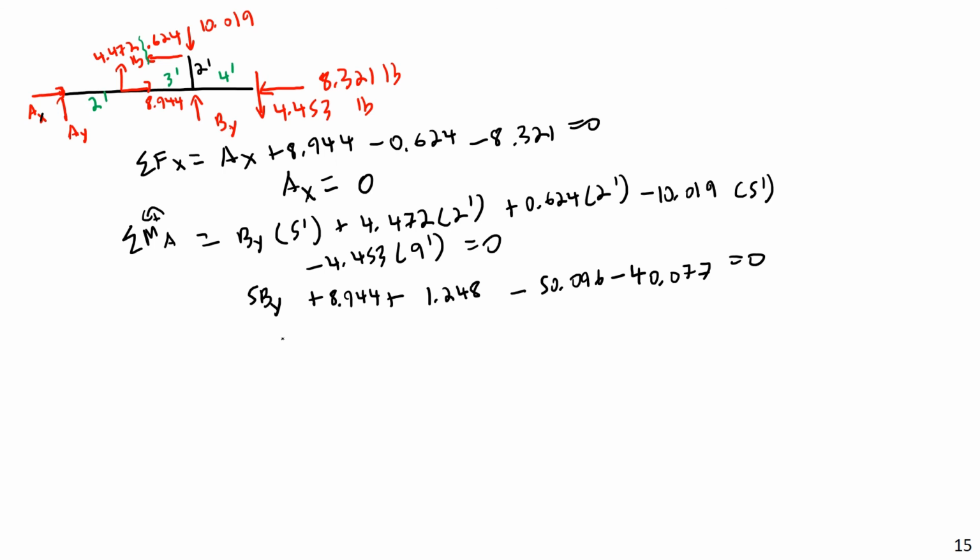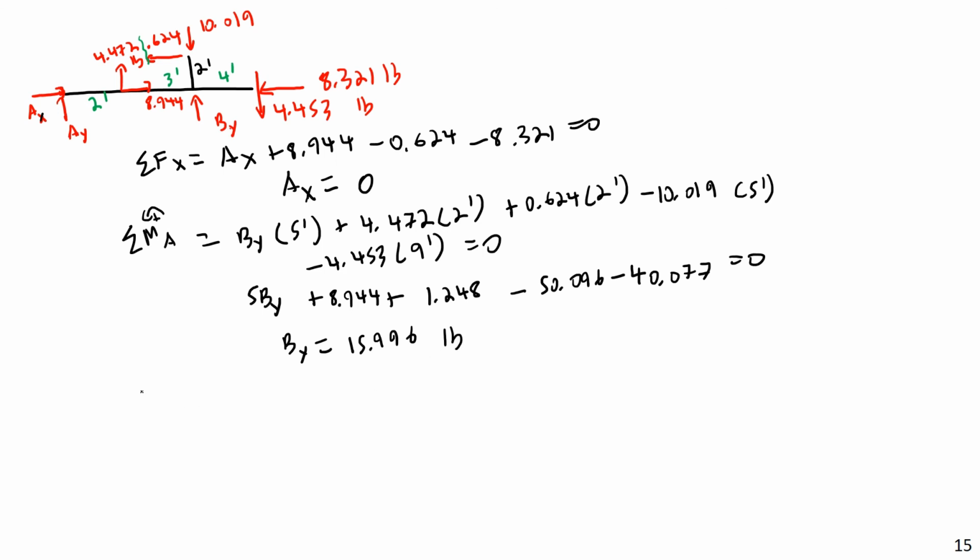And then I can just get BY directly, add this all up, move it to the other side, and divide by 5. So let's see, 8.944 plus 1.248 minus 50.096 minus the 40.077, and then I'll bring it over to the other side and divide by 5. And I get that BY is going to be 15.996, and that looks pretty close to 16 pounds to me. But we'll see. 15.996 pounds.